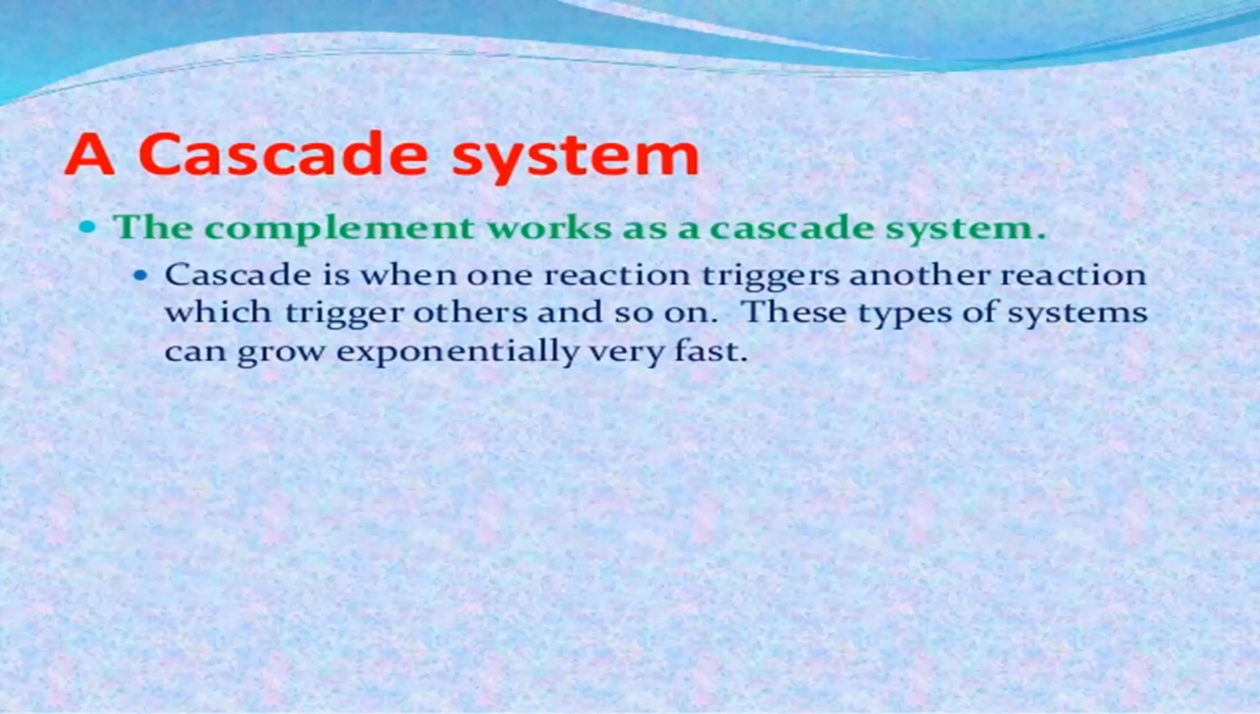The complement system works as a cascade system. In a cascade, one reaction triggers another reaction, which triggers another, and so on. One after another, the reactions take place in the cascade system. And these types of systems can grow exponentially very fast.